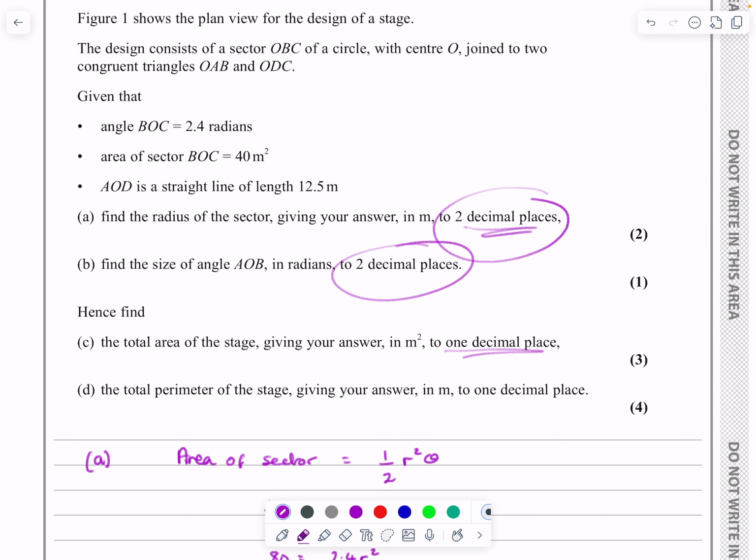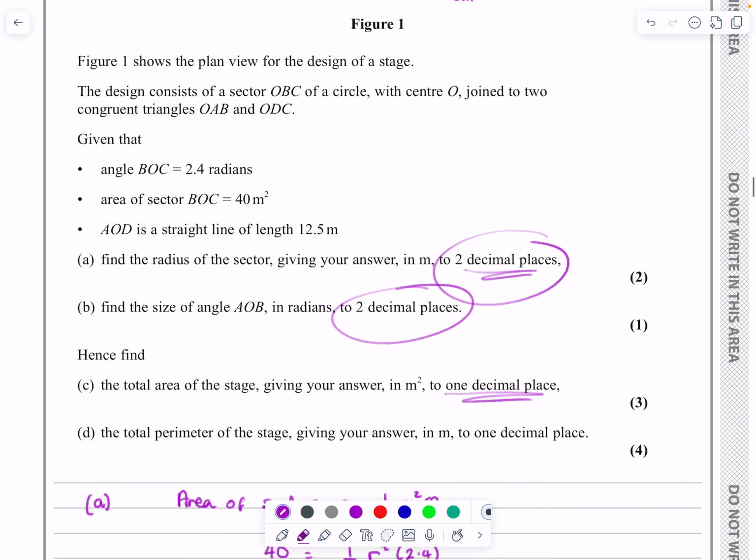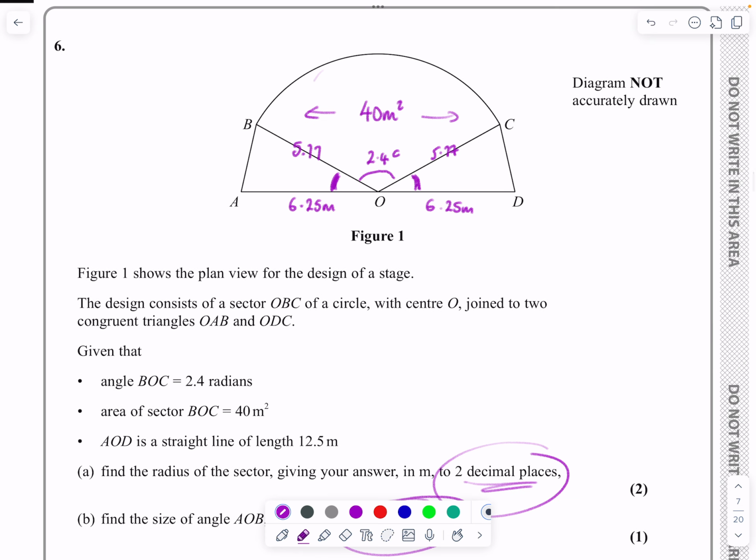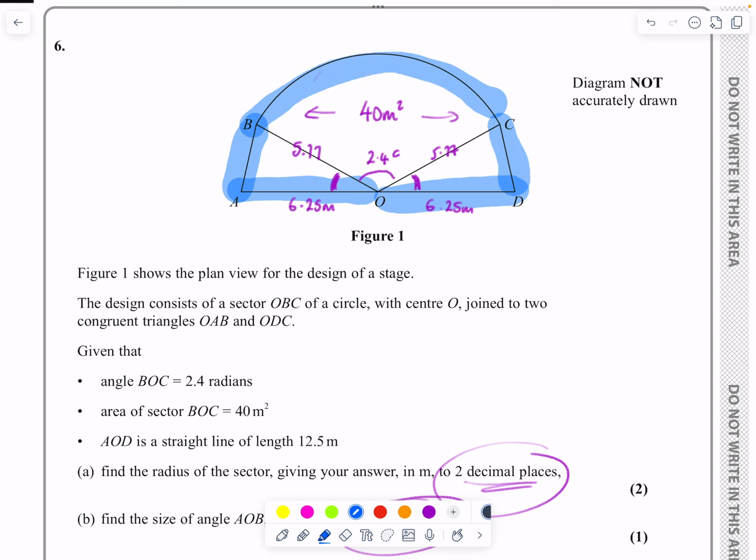And again, just making sure that we go through, don't want you to lose any of these silly marks here for decimal places, etc. Find the total perimeter of the stage, giving your answer to 1 decimal place. So the perimeter of the stage, just be careful, it's not all the lines, is it? But it's this line, the arc length, and then this line and this line again. And obviously we have some of those already. We've got that those two are 6.25 each, or that it's 12.5, depends on how you want to set out your answer for that. Basically, we need to work out the length of CD, and we need to work out the length of the arc length there.